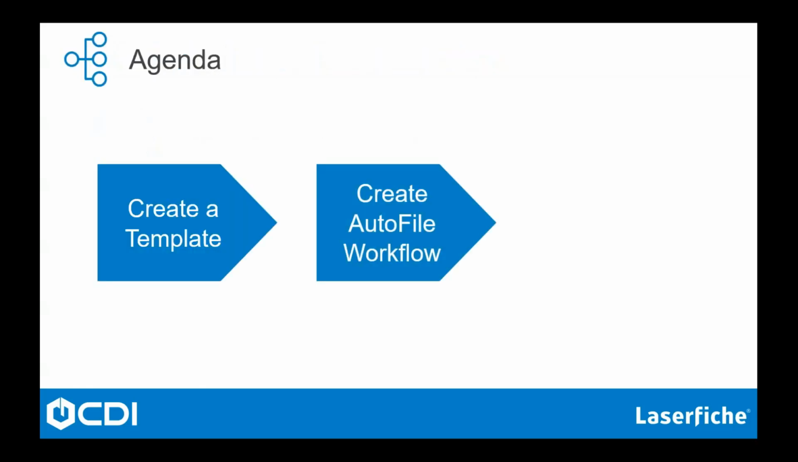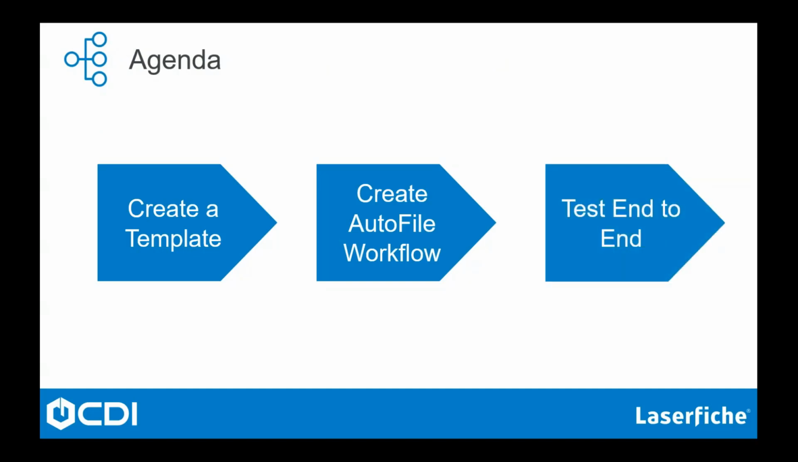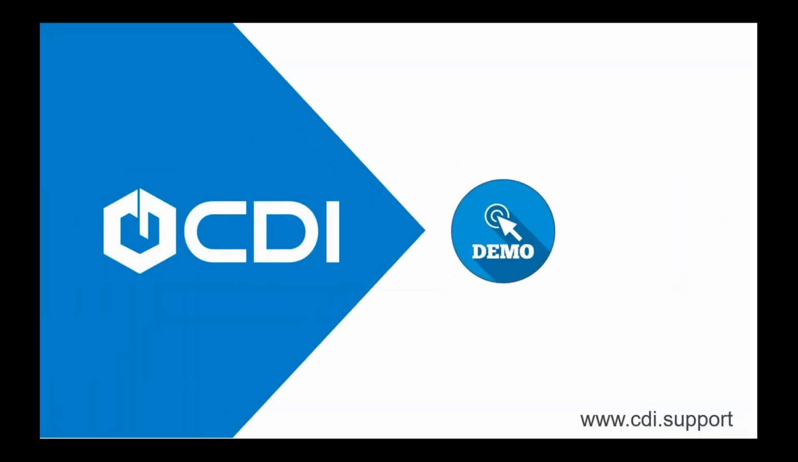For our agenda, the first thing we're going to do is create a metadata template in the admin console that will help facilitate where our documents are going to be automatically filed to. We're then going to go into the Workflow Design Tool, create the actual autofile workflow, and then at the end, we'll test everything end to end to make sure that our workflow is doing what it's meant to do. So with that, let's go ahead and get into it.